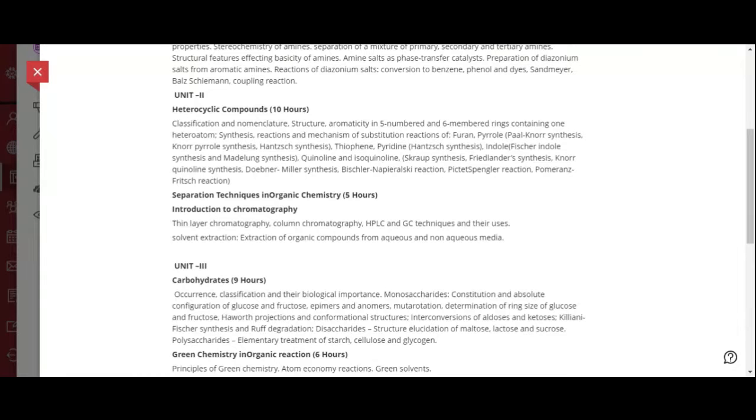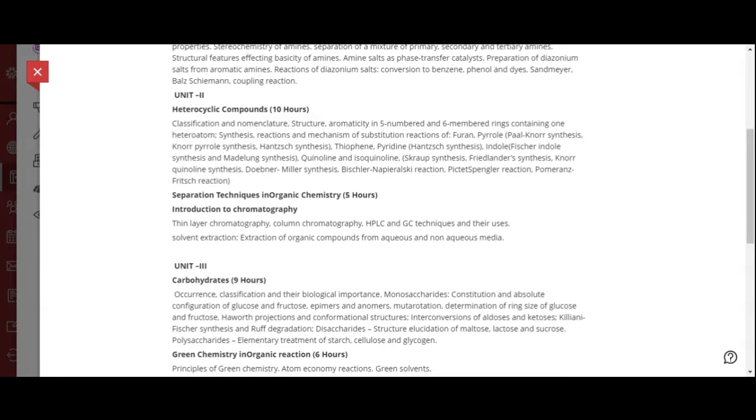Okay, and how we represent the carbohydrates, what is the configuration, and what are the reactions by which we can convert one carbohydrate, or we can combine monosaccharides to get disaccharides. Okay, so these are the reactions.